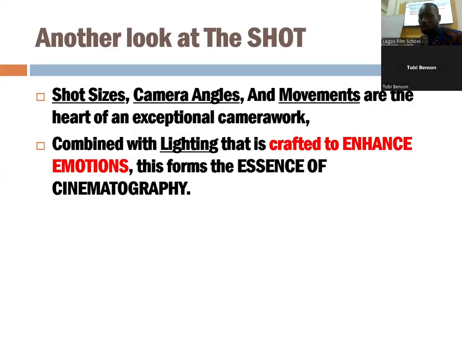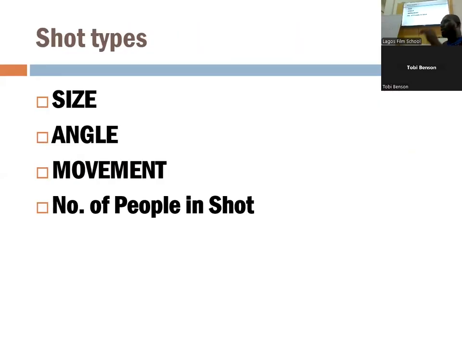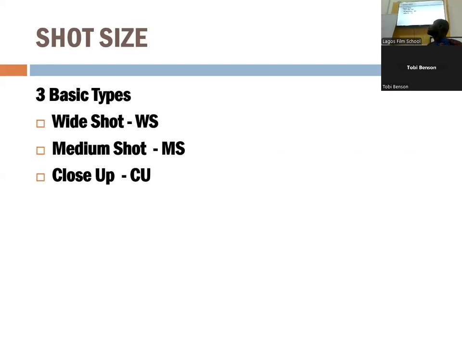Okay. So you have shot sizes, camera. So we'll group types of shots into 4 categories. Yeah, based on the size of the shot. Yeah, based on the angle, the camera angle or height of the camera, based on camera movements, and based on number of people in the shot. So let's start with shot size, based on the size of the shot. When we say shot size, what do we mean? We mean the size of your subject in the frame.